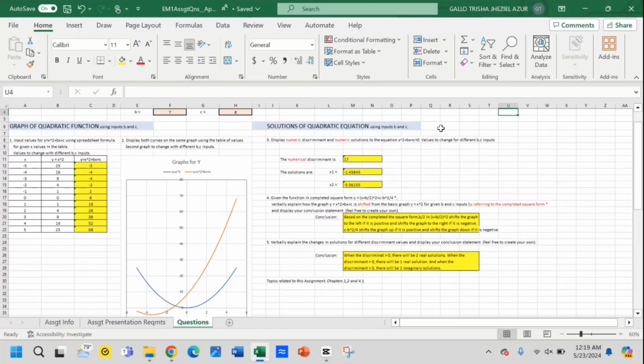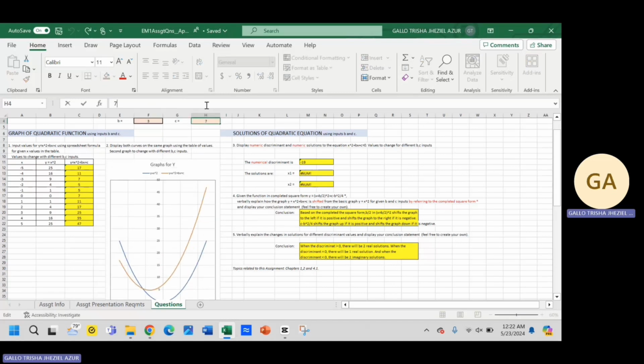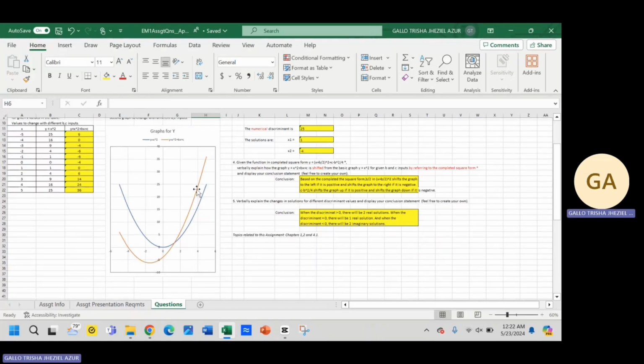Now onwards to the next question, how does different discriminant values change the solutions? To answer that, the discriminant determines the nature of the roots in a quadratic equation. So, when the discriminant is more than 0, there will be two real solutions. This is because when you draw out the graph of a quadratic equation with a discriminant higher than 0, there would be two x-intercepts in the graph.